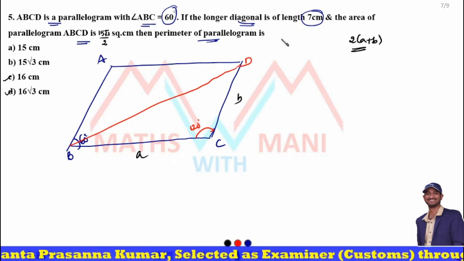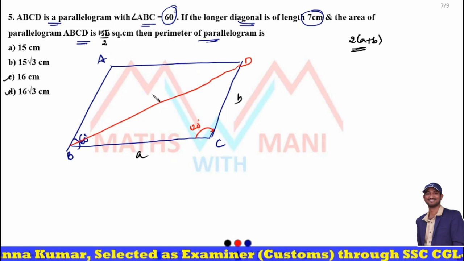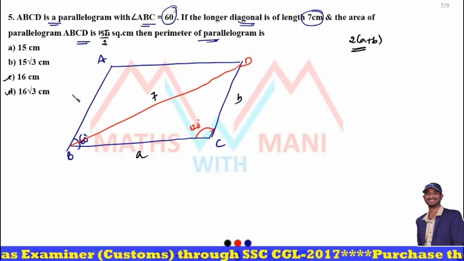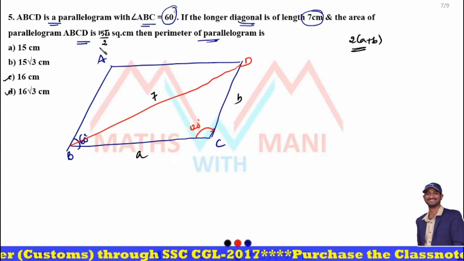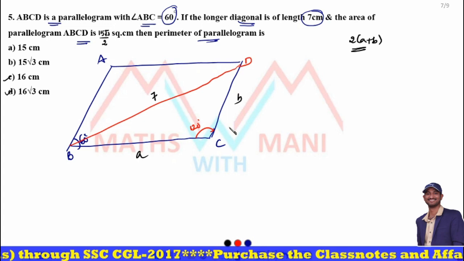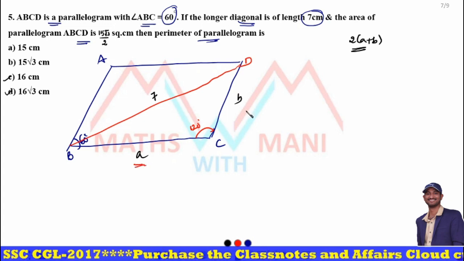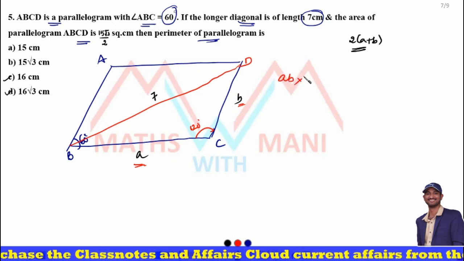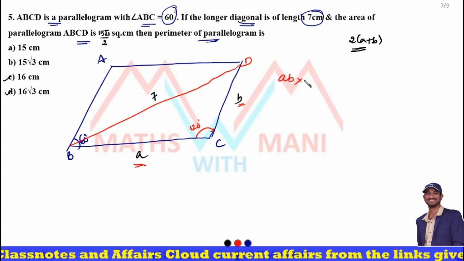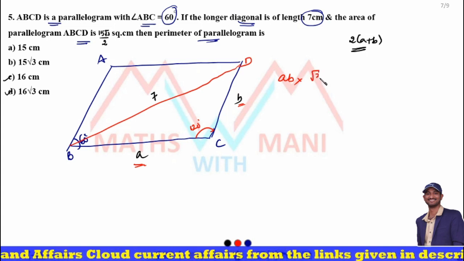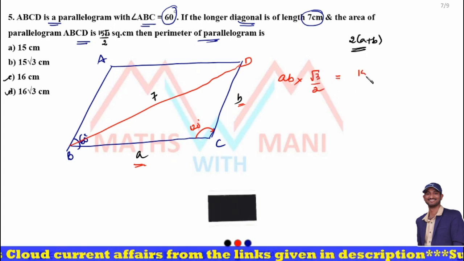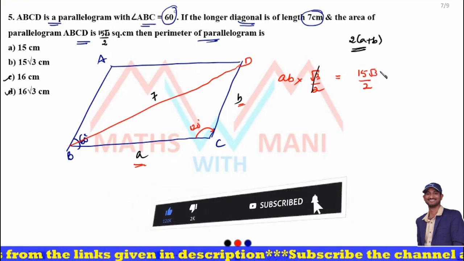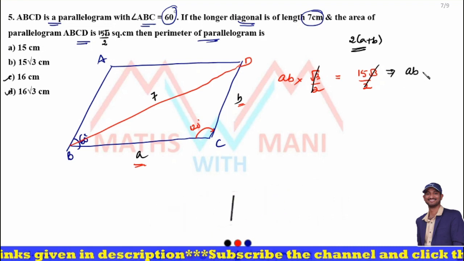Let's see what was given. The length of the longer diagonal is given as 7. The area of the parallelogram is given as 15 root 3 by 2. From the area, what is the formula for the area of a parallelogram? AB sine theta, that is AB sine 120. Sine 120 is the same as sine 60, which is root 3 by 2. It is given as 15 root 3 by 2. So root 3 by 2 and root 3 by 2 cancel, and the value of AB is 15.